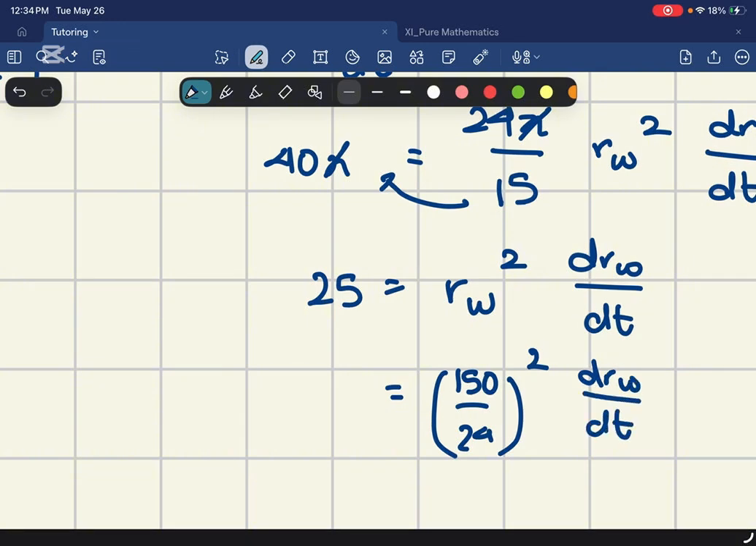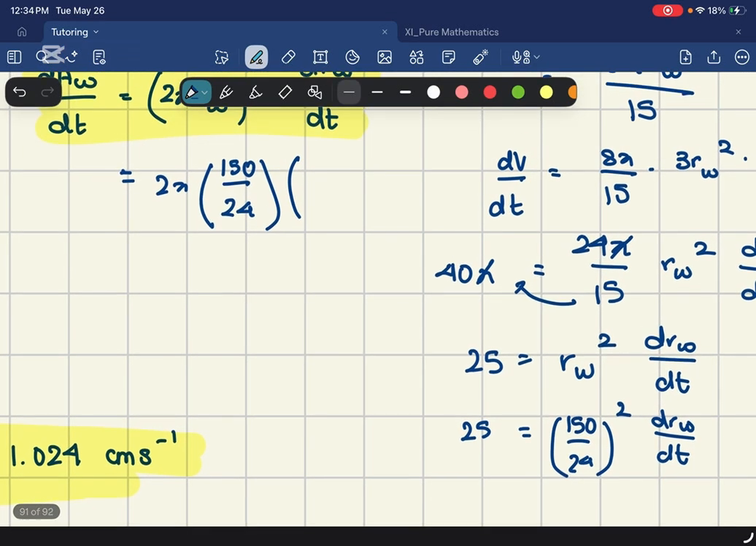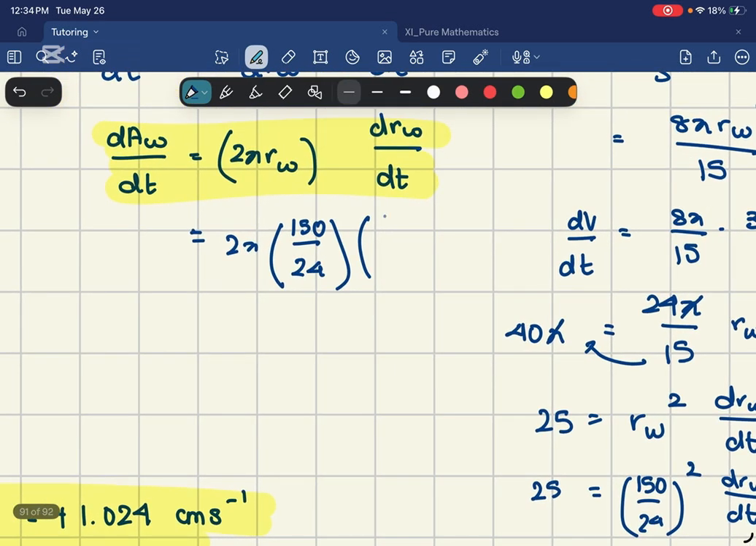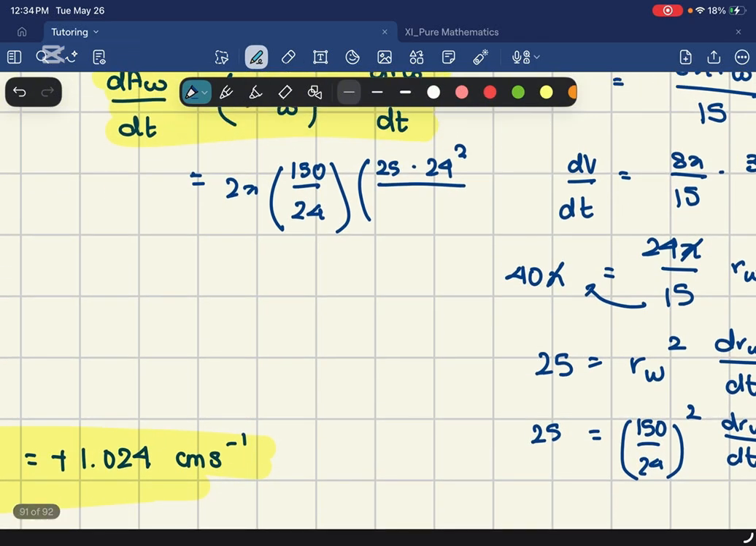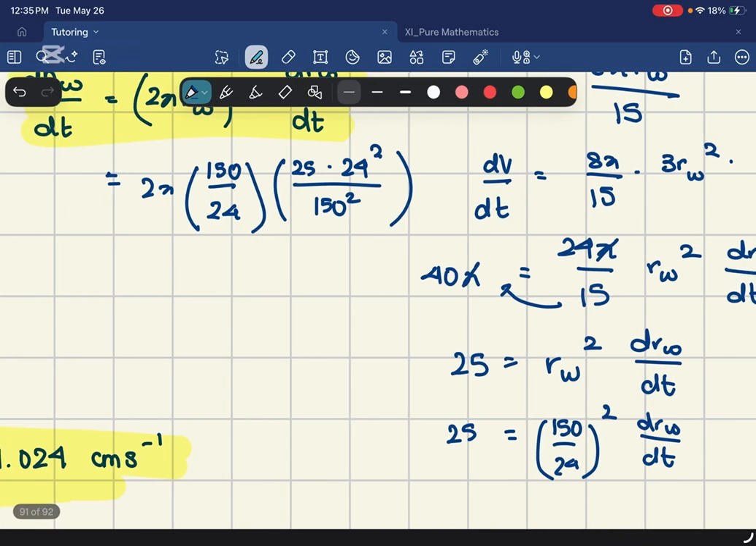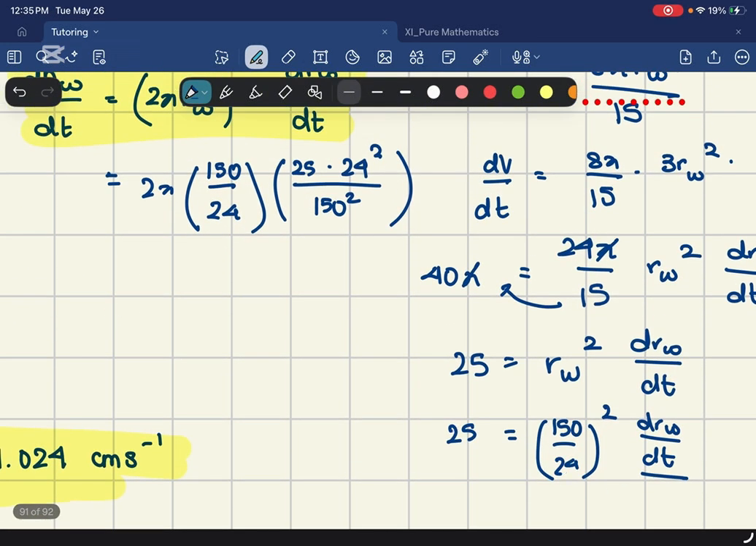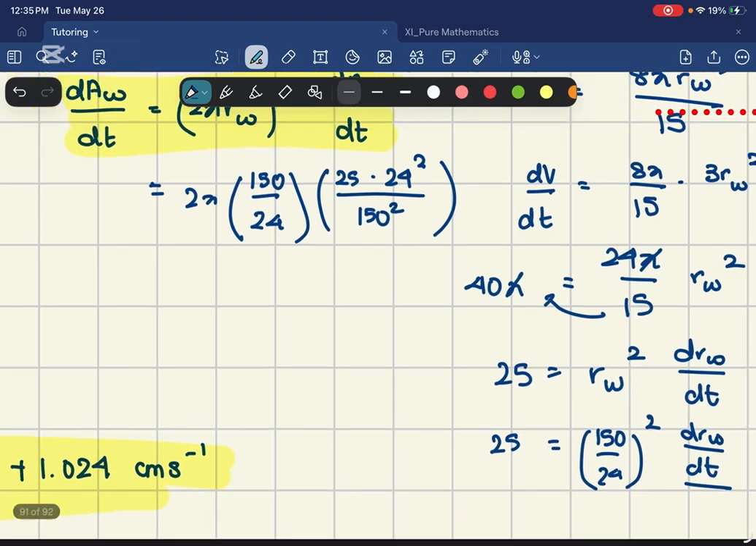So from this, I know what my drW by dt is. drW by dt is going to be 25 times 24 squared divided by 150 squared. That is my expression for drW by dt. I'll leave you to figure out how I got this expression. You just multiply by 24 squared on both sides and you divide by 150 squared.